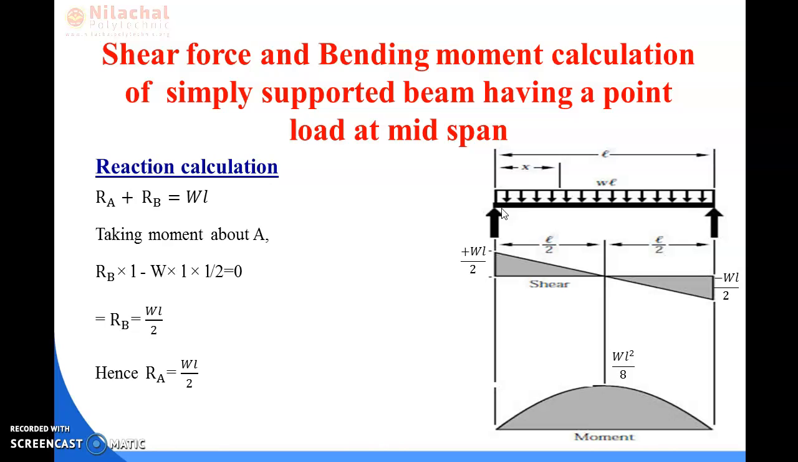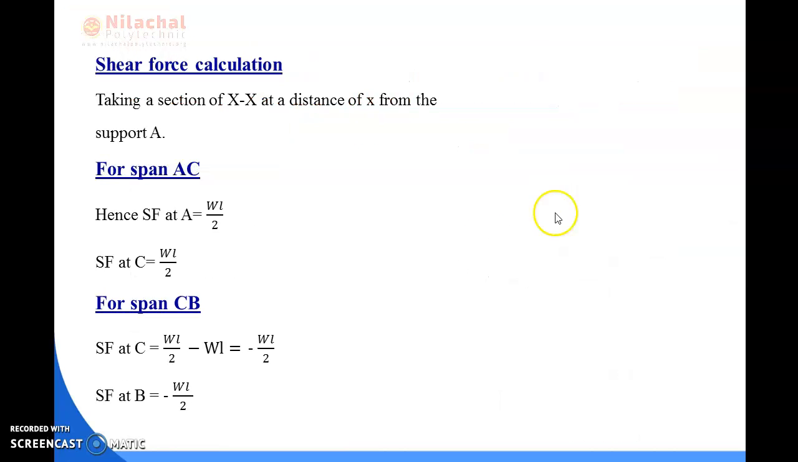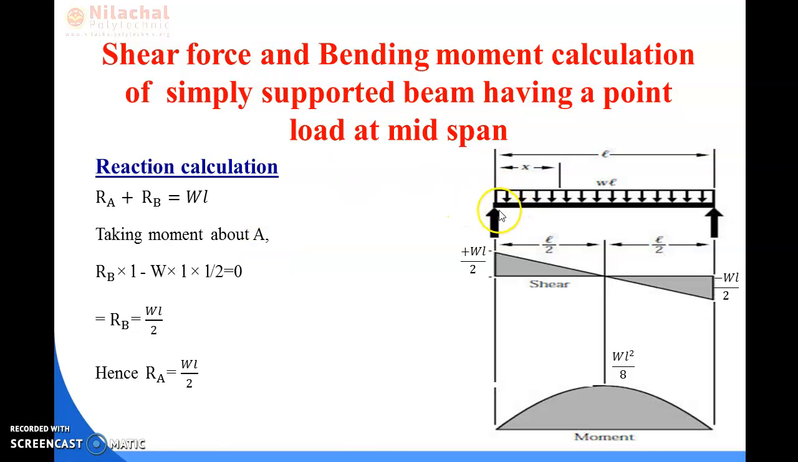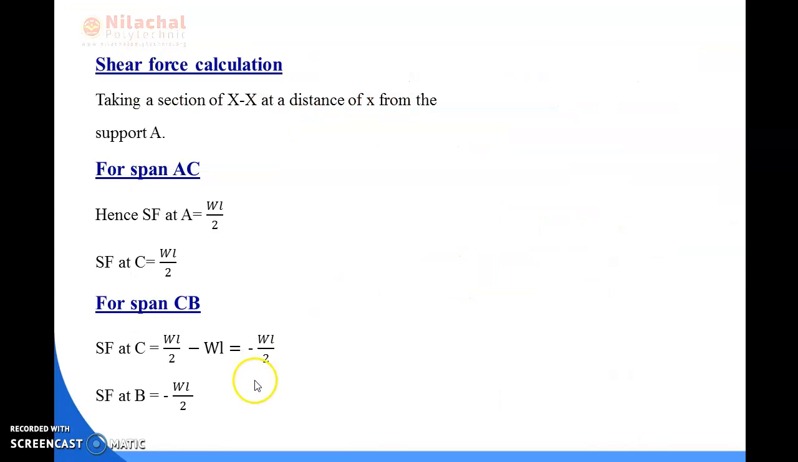Then at point C, that means here, the shear force value will be WL by 2 because the shear force at point A will continue toward the point C. So the shear force at point C is equal to shear force at point A, which is WL by 2.